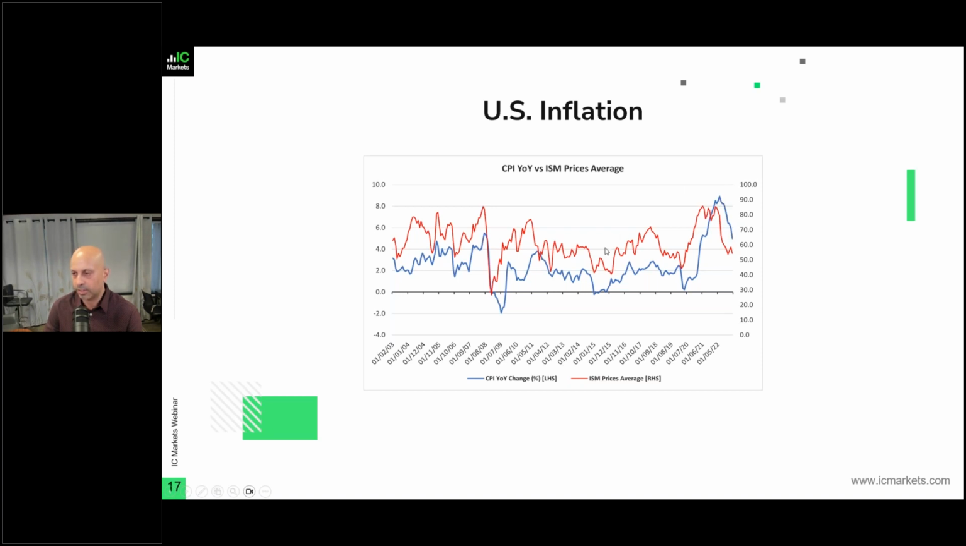at 9% and started falling. Just to highlight, the left axis shows us the annualized change in the CPI reading, which is in percentage, and the right-hand axis is showing the prices average index, which is an index level that goes anywhere between 40 to 85. So ISM prices had actually predicted the peak in inflation, followed by its rapid decline as well.